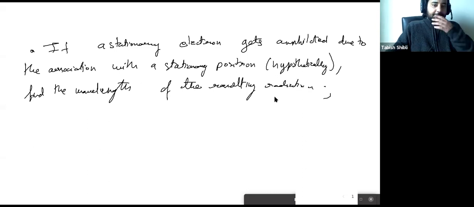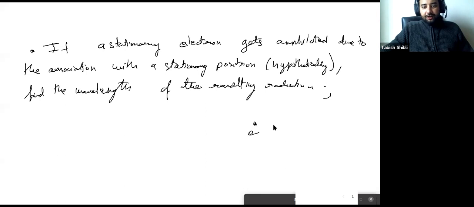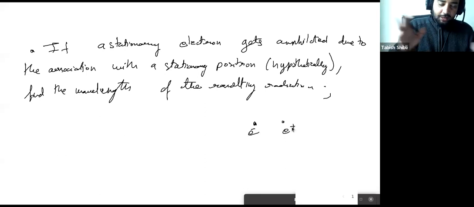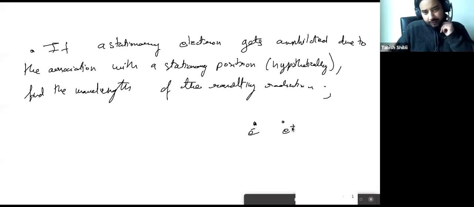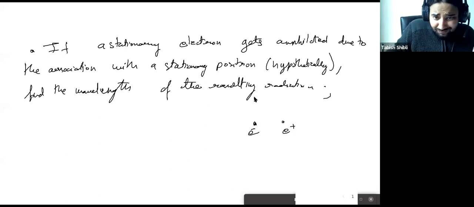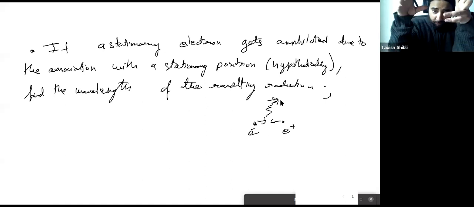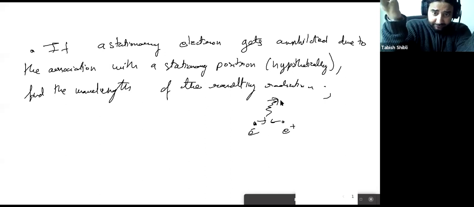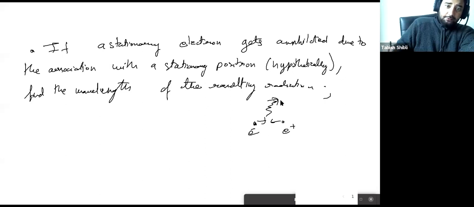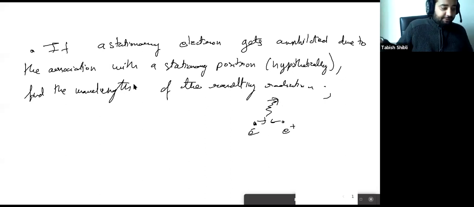Essentially, what are you saying here? You have an electron and you have a positron, the matter and antimatter pair. What they're saying is that they're combining, and when they combine, they essentially release energy. Obviously, they'll release energy. All the mass of the electron and the positron will essentially convert to energy, and using that energy, you need to calculate the wavelength of that light.